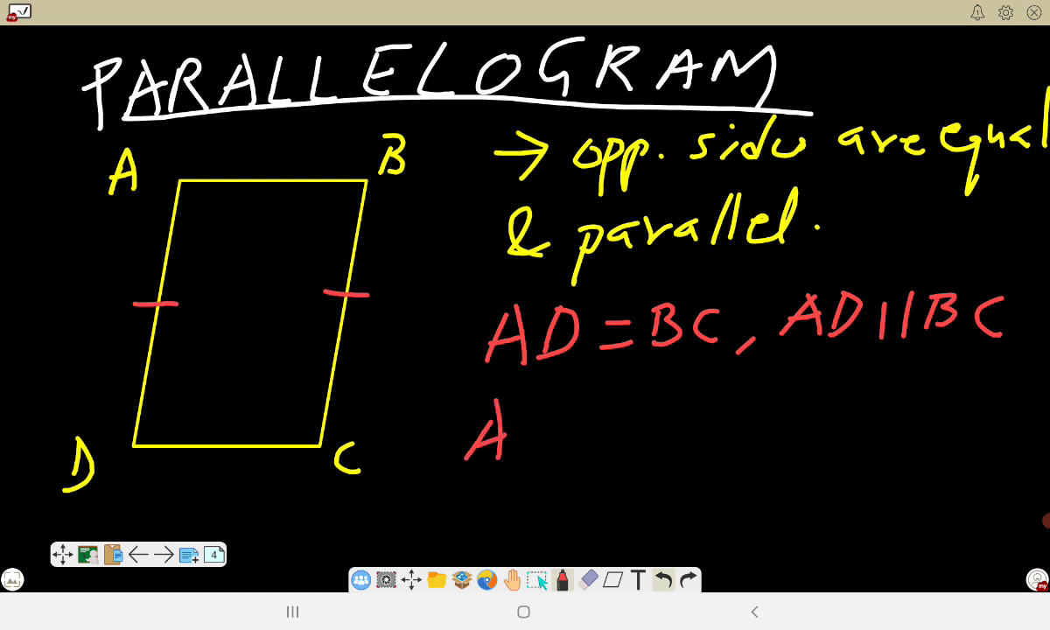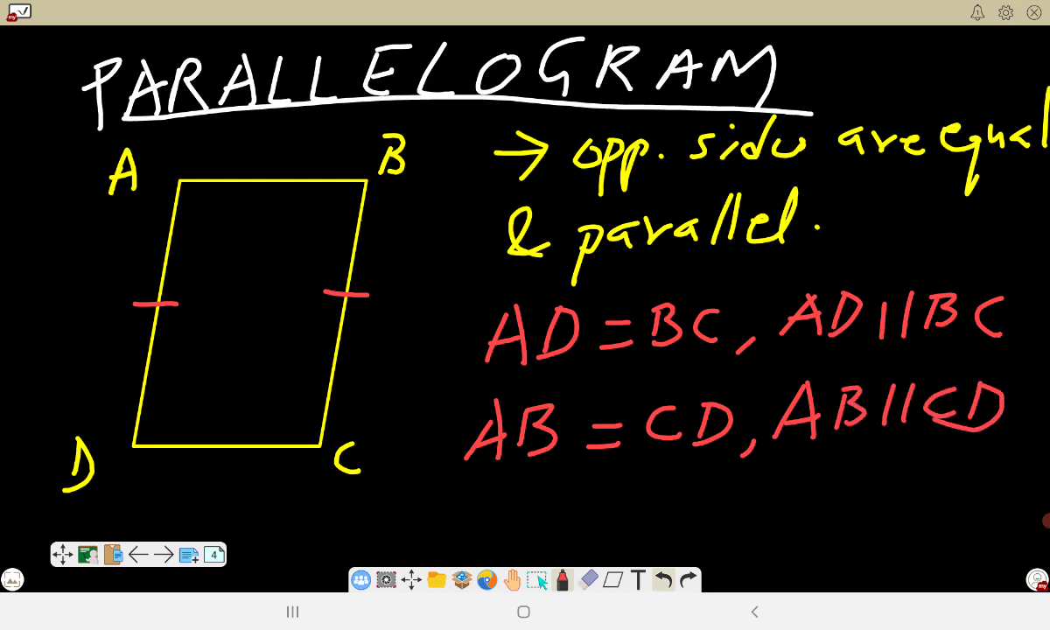Similarly, one more pair of opposite sides will be AB and CD. So AB will be equal to CD, and also AB will be parallel to CD. Fine. These two sides will be parallel and equal also. So this was the first property of a parallelogram. Next we'll move on to the second property.